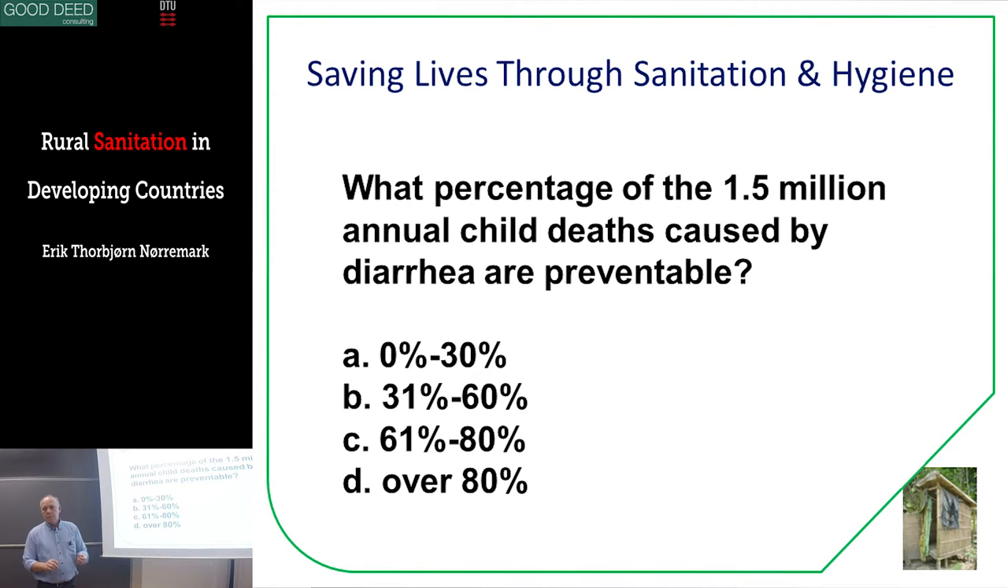Now, we have a small test here. What percentage of the 1.5 million annual child deaths caused by diarrhea are preventable? Any question? Any guess? How much of the child death from diarrhea can you prevent? I can't actually remember. You don't know? I don't know. I'll tell you later.